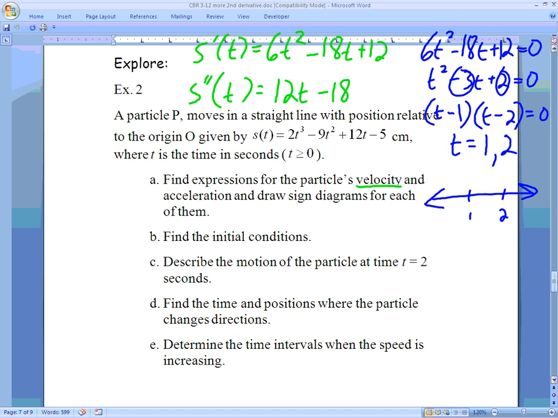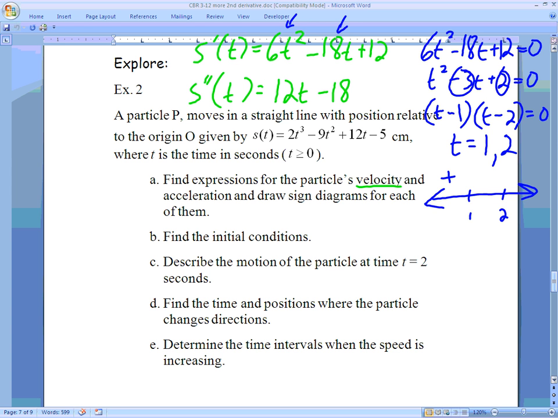Now we just need to check what happens when t is less than 1. Well, a great number that's less than 1 is 0. If I plug a 0 into the original function, these cancel out, and then I'm just left with 12. So that is a positive number. So before 1, it's positive.